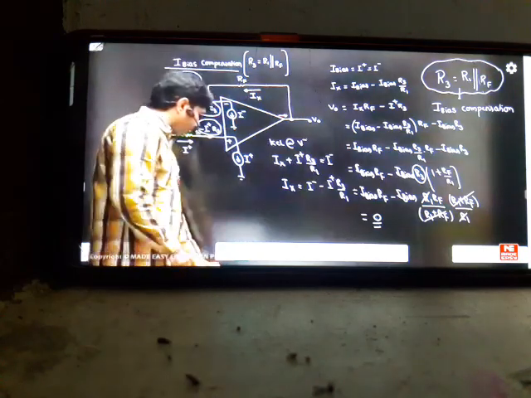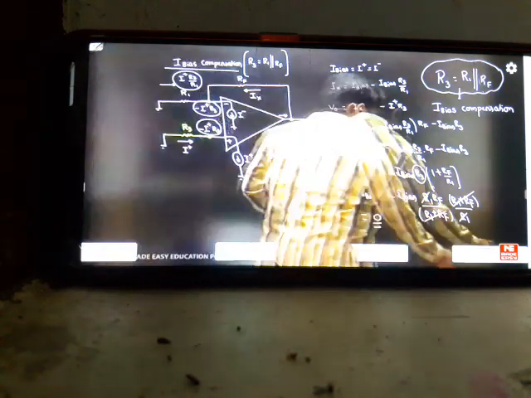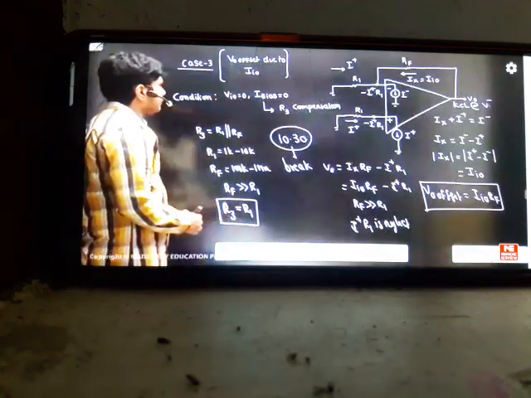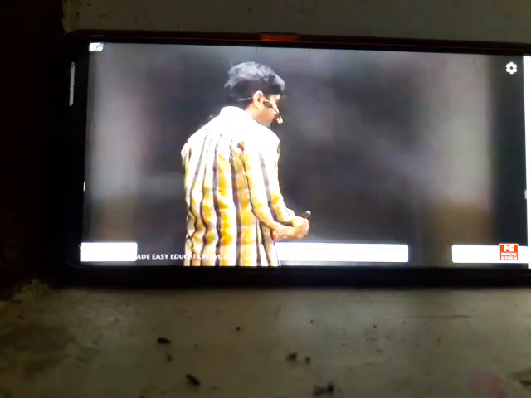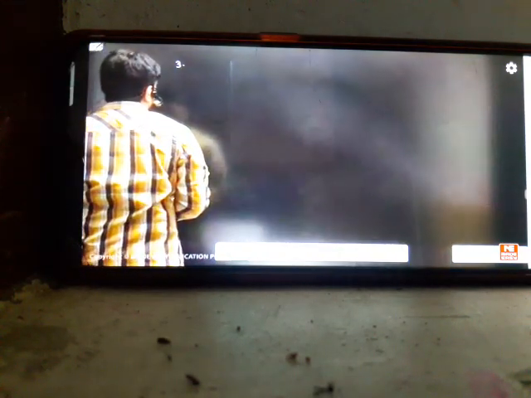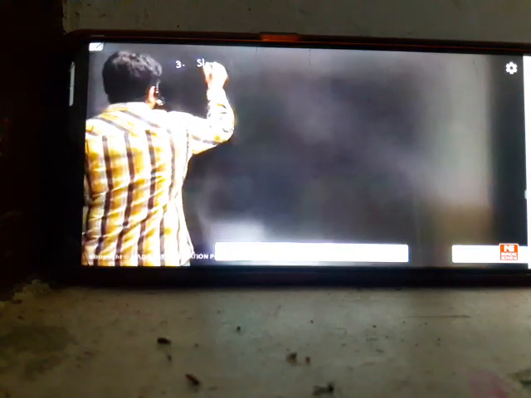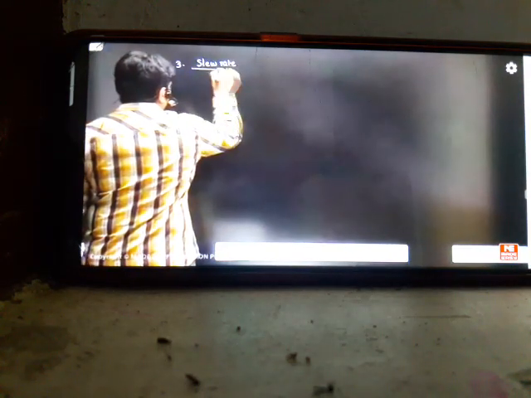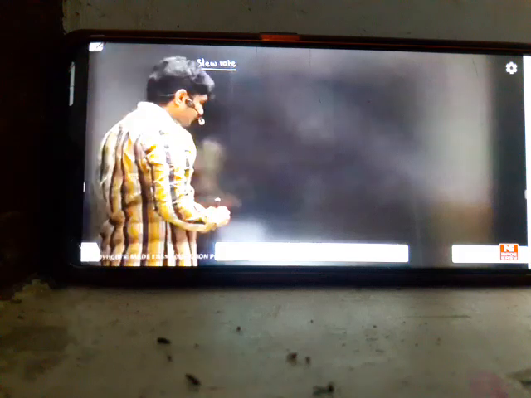So I'm expecting you to write the heading for the next topic. Up to here we completed offset. So the last two topics we'll cover. Topic number 3 we are entering here is slew rate, the next important concept. Keep the heading slew rate.